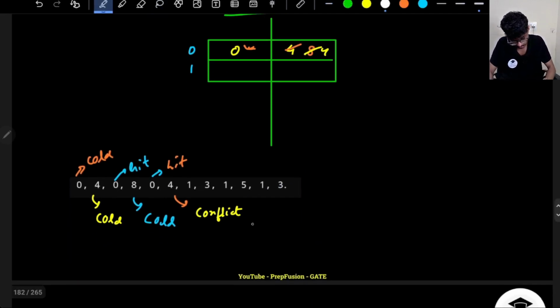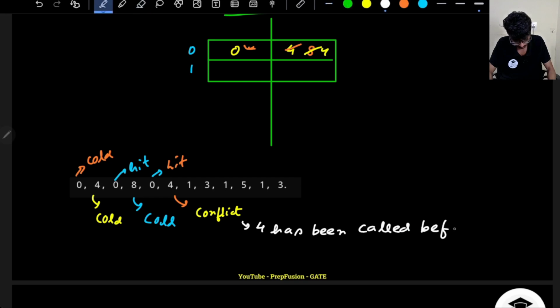So I will write here: 4 has been called before, hence it cannot be cold, and the cache memory still has space.